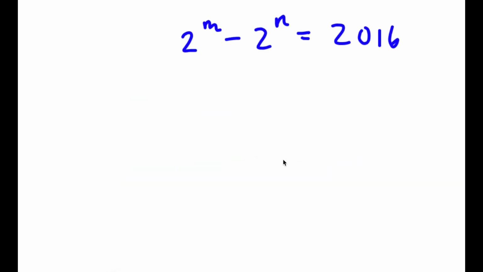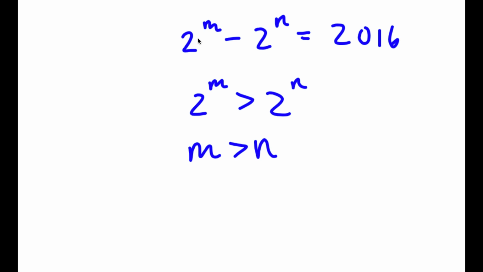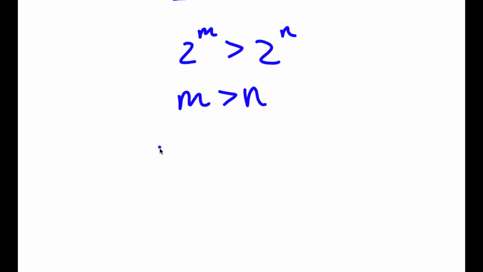Alright, so in this problem, I have 2 to the power of m minus 2 to the power of n is equal to 2016. So at first glance of this problem, I know that 2 to the power of m is greater than 2 to the power of n. Because if 2 to the power of m was less than 2 to the power of n, then this would not be a positive number, this would be a negative number. So if 2 to the power of m is greater than 2 to the power of n, then this also means that m is greater than n, because they're both the same base. So now that I know that m is greater than n, this must mean that m is equal to n plus some number k. So k is just a constant, some number.